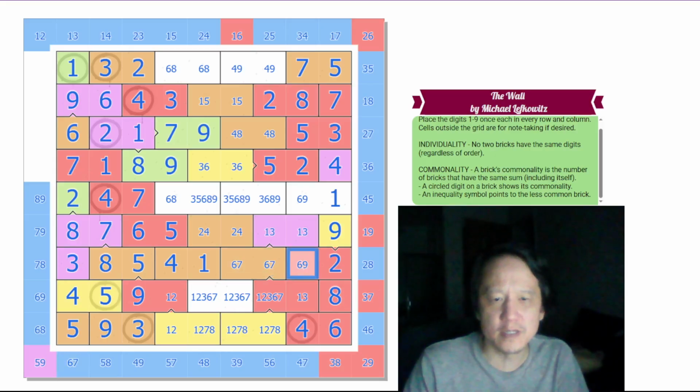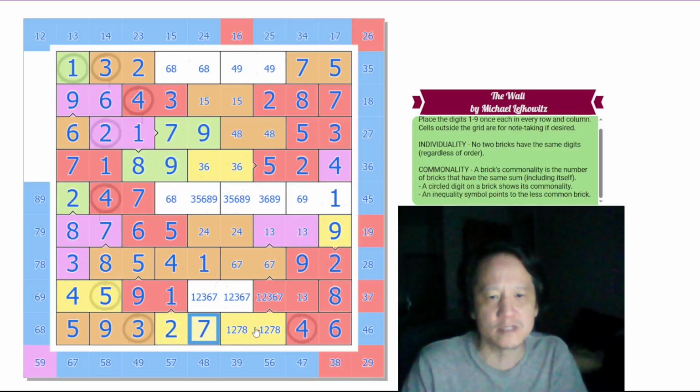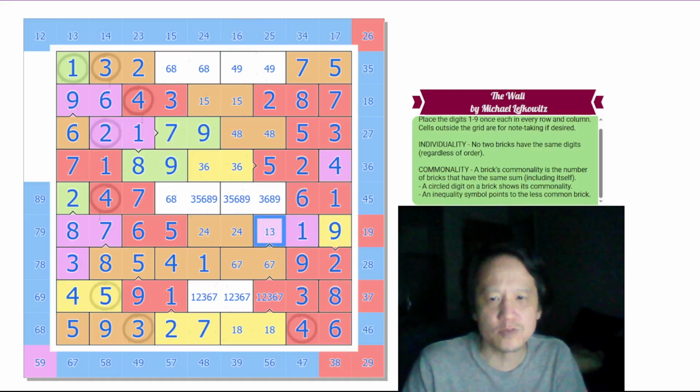That means this can't be 6. This is 2 and 9. So this can't be 2. This is 1. That makes this 2 and 7. So this cannot be 2, 7. It's 1, 8 pair. 1 cannot be here. This is 3. This can't be 3. This is 1. This is 1 and 6. So that forces that, which makes that red. This is 1 and 3.